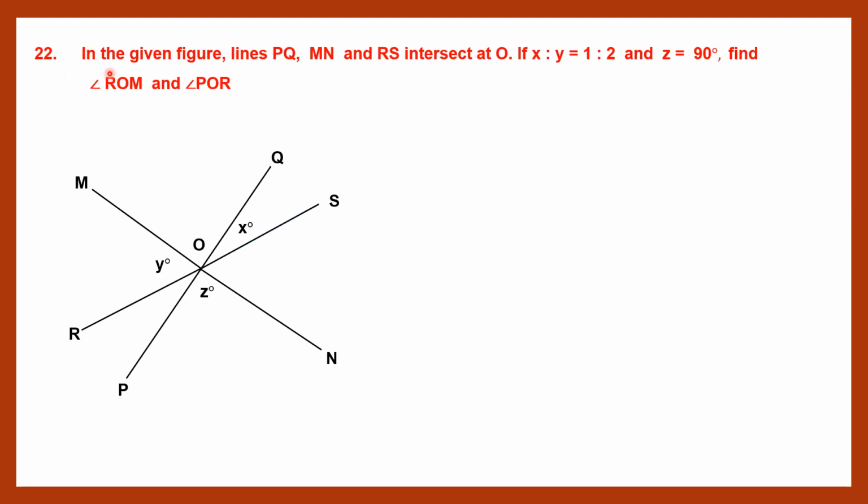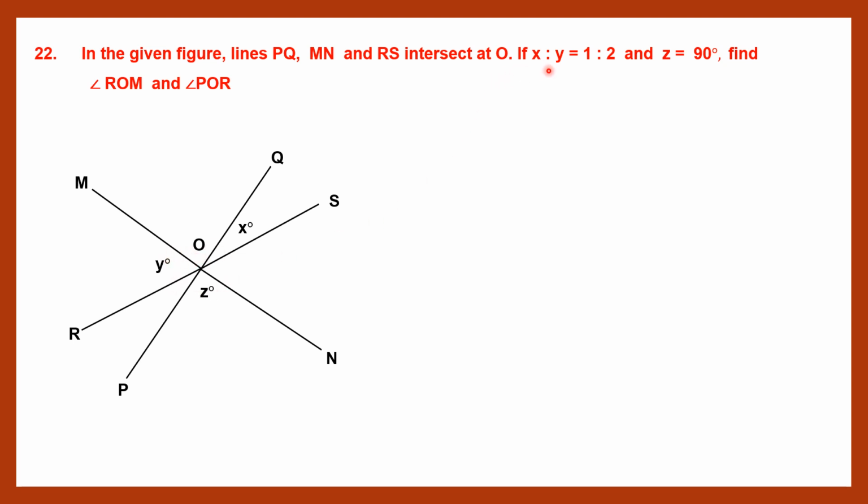Question 22. In the given figure, lines PQ, MN and RS. Now let's look at that. PQ, this is this line. Then MN and RS. They're talking about these three lines intersecting at O. They intersect at one point called O. Okay, so this is the figure.